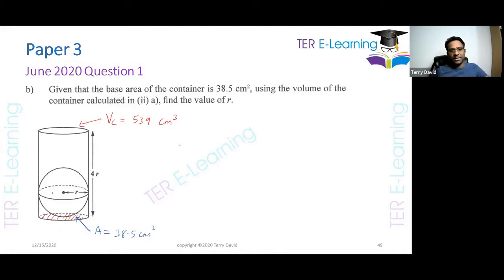Can anybody tell me how I am going to find R in this case? All the information has been given to us. We know the volume of the container. We also know the base area. How are we going to find the value of R?